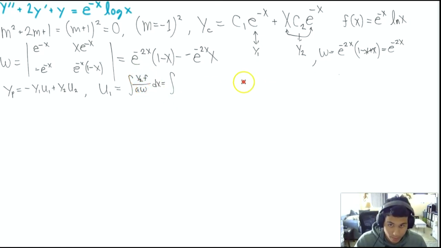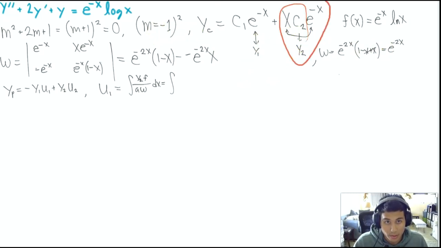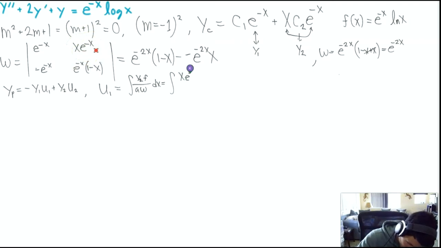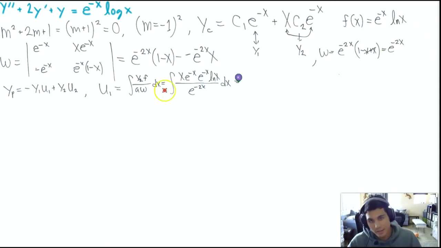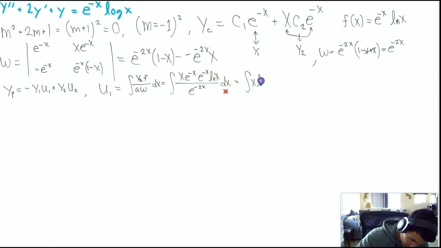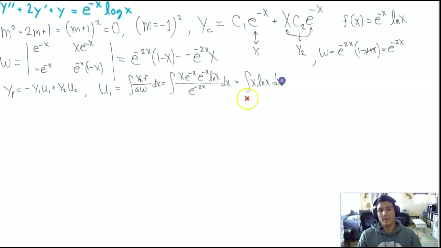Where's y2? y2 is right here. Or you can just think of it right here. y2 is x e to the negative x. What's f of x? It's right here. It's e to the negative x ln x. And w is e to the negative 2x dx. As you can see, there's e to the negative x here times the e to the negative x. That's the exact same thing as this down here, and since they're the same thing, they will cancel. So we get really just x ln x dx. That is the integral we have to do.